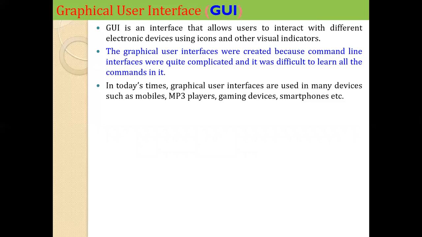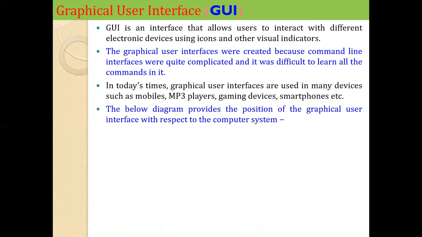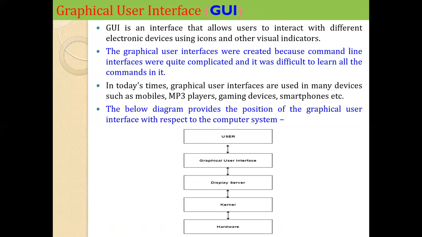Today, GUIs are used in many devices like mobiles, MP3 players, gaming devices, and smartphones. Wherever you go, it will make use of a GUI interface. Here is a sample diagram which provides the position of the GUI interface with respect to the computer system. The GUI is placed between the user and the display server. It shows that the user can make use of different types of user interfaces to retrieve the data or to present the data.